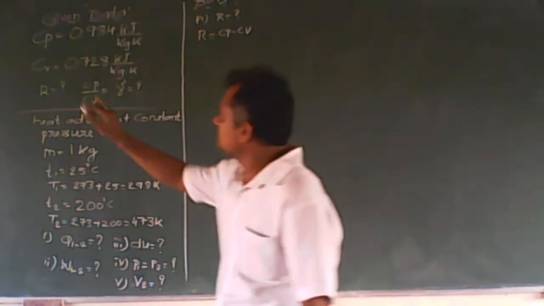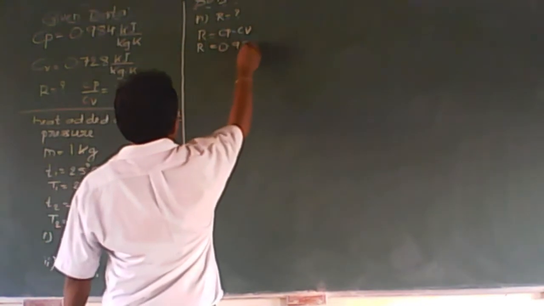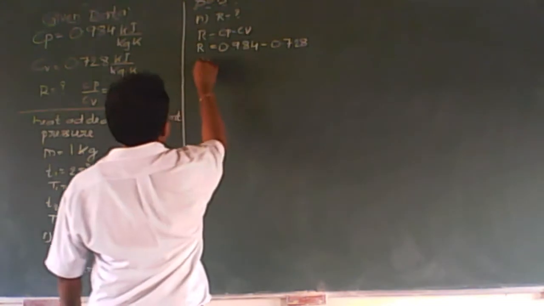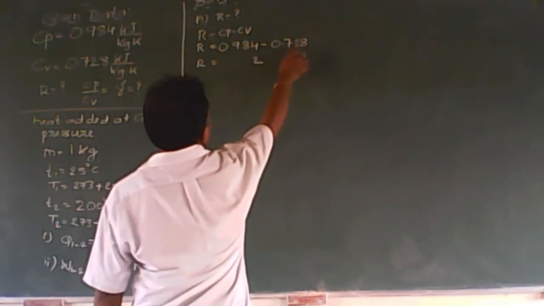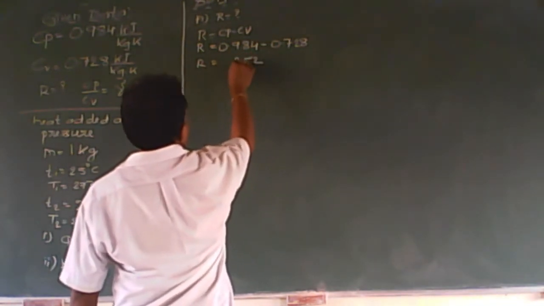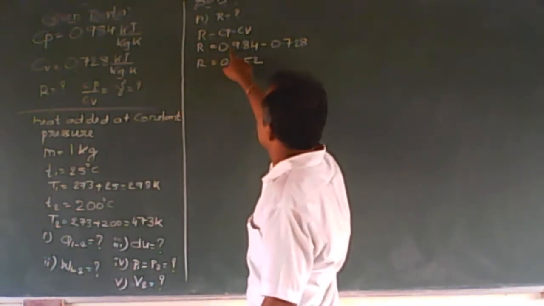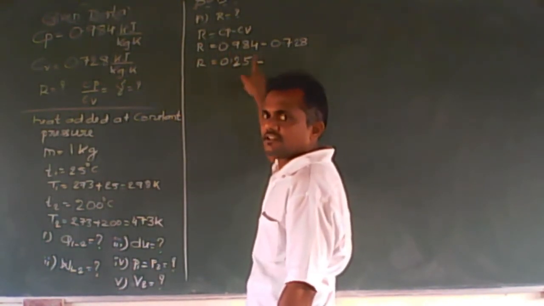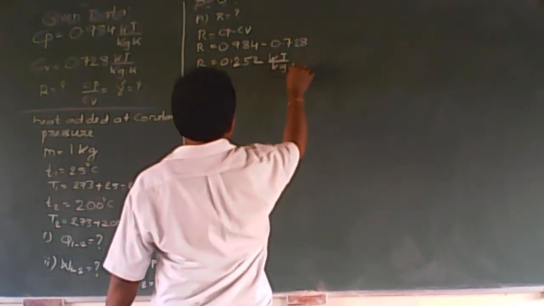Therefore, by direct substitution, R equals 0.984 minus 0.728. So 14 minus 8 is 6... 9 minus 7 is 2, 8 minus 2 is 6... I am getting 0.256... 0.252. What is the unit? Cp is in kilojoules per kg Kelvin, Cv is also in kilojoules per kg Kelvin, so I am getting R in kilojoules per kg Kelvin.